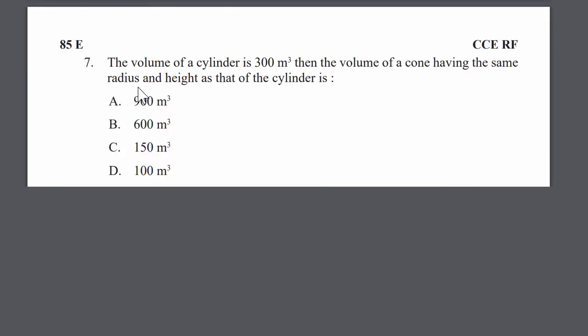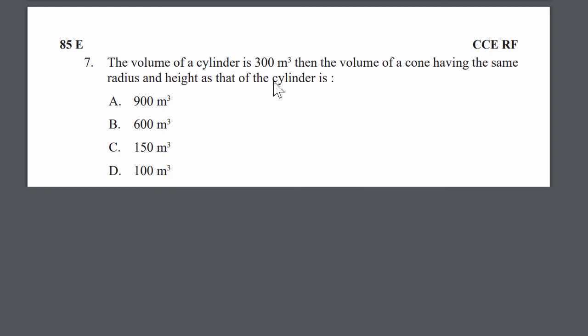Next, 7th question. The volume of the cylinder, so this is a surface area and volume chapter question. The volume of a cylinder is 300 meters square, so that's given. We have to find the volume of a cone that has the same radius and height as that of the cylinder. So you have a cylinder, let's call the radius r and height h, and you know the volume of that. When you have another object, which is a cone, same radius, same height, what is the volume?